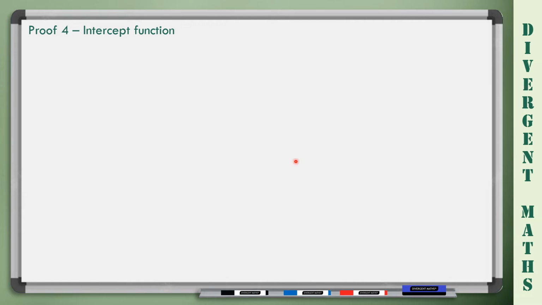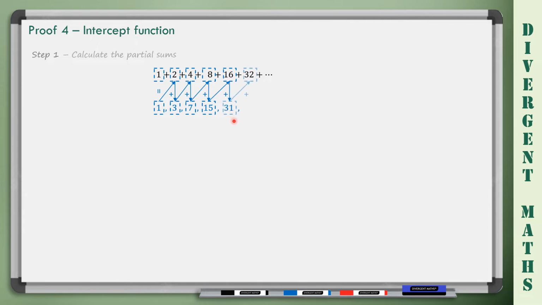Proof number 4, intercept function. So let's go step by step like the other videos. Step number 1, calculate the partial sum. So here is our divergent series, monotonic. 1, the first term in a sequence of partial sums is always equal to the first term of the series. 1 plus 2 equals 3, plus 4 equals 7, plus 8 equals 15, plus 16 equals 31, etc.